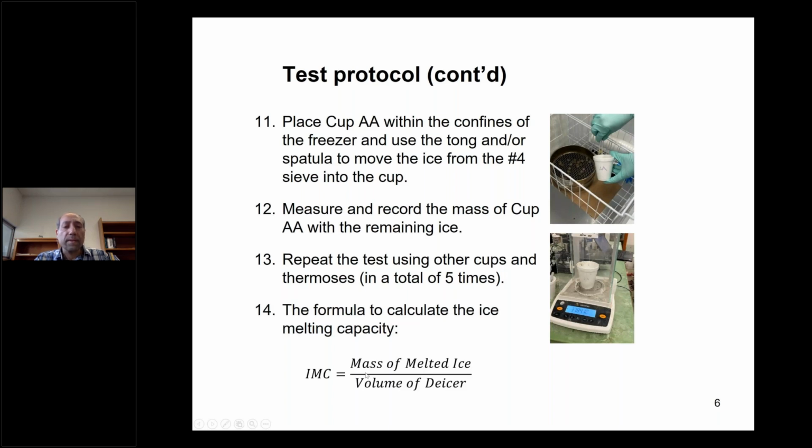So it is the mass of ice melted, which is the difference between the mass of ice before the experiment and after the experiment, divided by the volume of the de-icer. We use 30 milliliter of de-icer. As a result, the unit of this test is gram per milliliter.